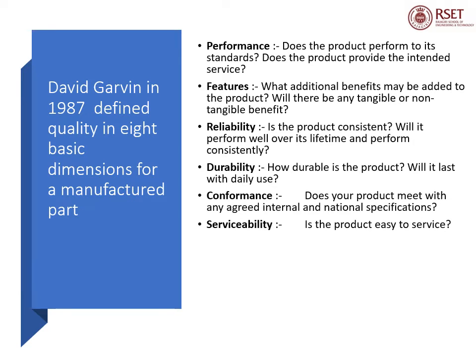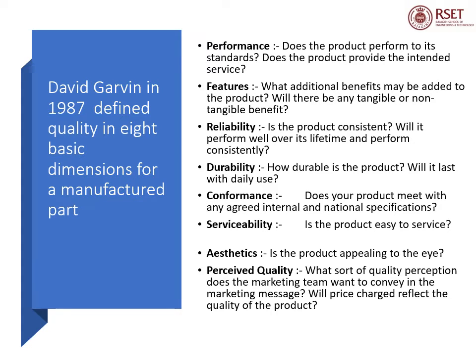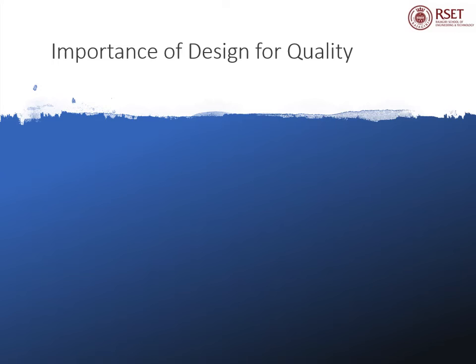Serviceability. Is the product easy to service? Aesthetics. Is the product appealing to the eye? Perceived quality. What sort of quality perception does the marketing team want to convey in the marketing message? Will the price charged reflect the quality of the product? These are the 8 dimensions defined by David Garvin.